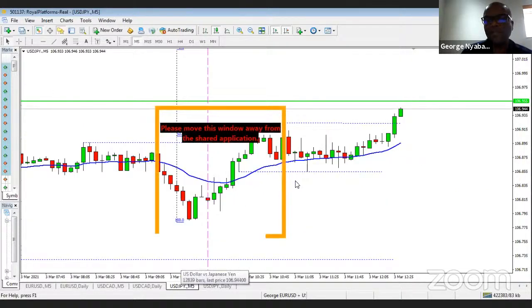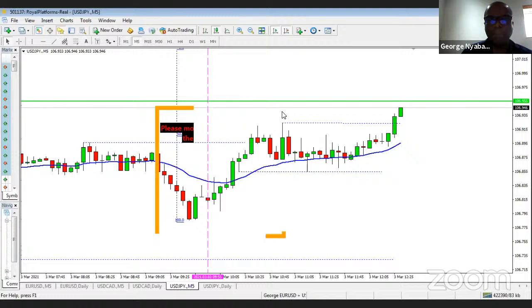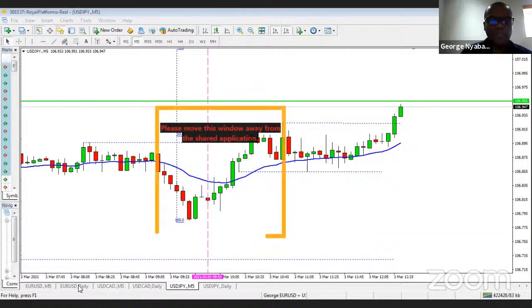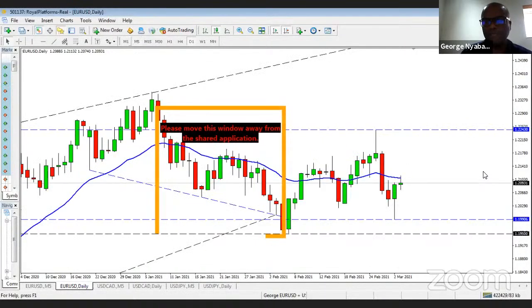Yen, okay, we started speaking about this a little bit earlier on. So I'm listening to the question. Is the open and close line of the previous day bar the trading range that you are referring to? So let me just see if I can answer that, the open and close line of the previous day. Okay, so we're talking about the euro. Let me just make sure I'm answering the right question.